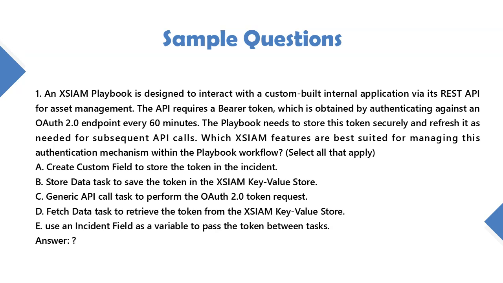Select all that apply. A. Create custom field to store the token in the incident. B. Store data task to save the token in the XSIAM key value store. C. Generic API call task to perform the OAuth 2.0 token request. D. Fetch data task to retrieve the token from the XSIAM key value store. E. Use an incident field as a variable to pass the token between tasks.